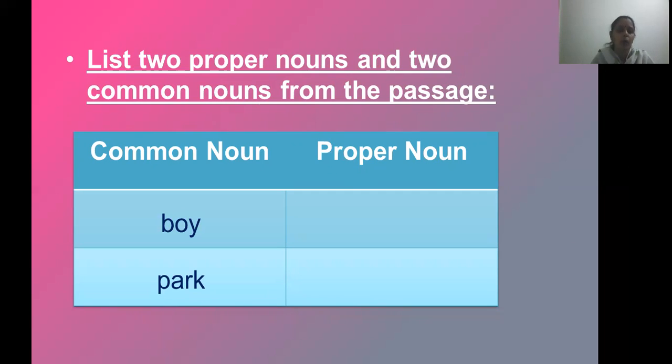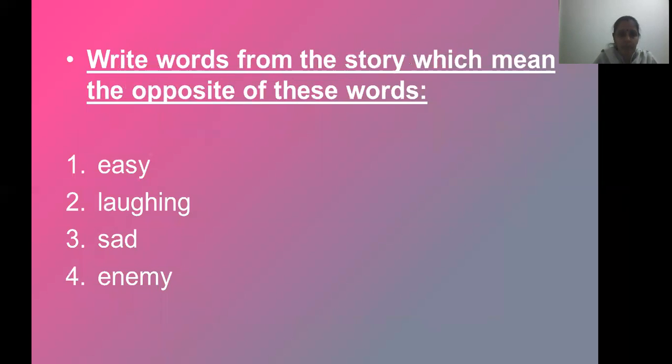Now what was the little boy's name? Riku, right? So Riku is a proper noun. And what was the girl's name? Naina. So Naina is also a proper noun, right? So the two common nouns are boy and park, and the two proper nouns are Riku and Naina. Clear, children? I hope you all are understanding this. Now let's see the next question.